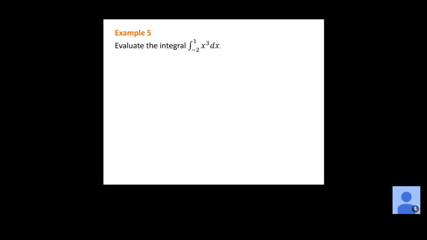All right, so let's try this one now. We want to evaluate the integral from -2 to 1 of x cubed dx. So again, first step here is we've got to find the antiderivative. How would you find the antiderivative of that inside function? Or just what would it be?